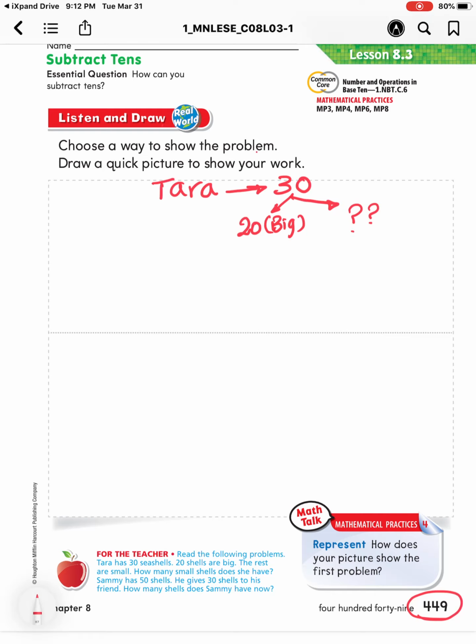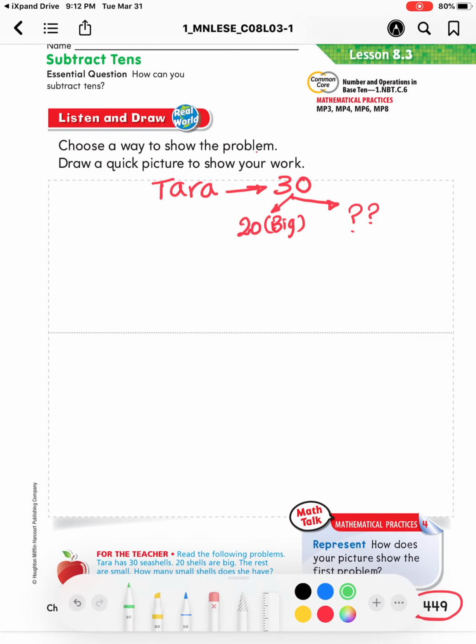So, here we have Tara, who has 30 seashells. Some of them are big and some of them are small. The big ones are 20 seashells. So, what about the small ones? How many small seashells does she have? Let's draw it together. Now, we have how many seashells? 30 seashells, which means 3 tenths. So how can we draw the 3 tenths?